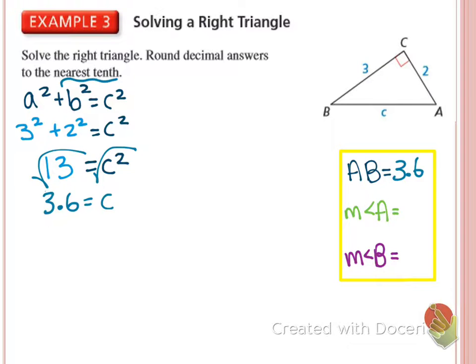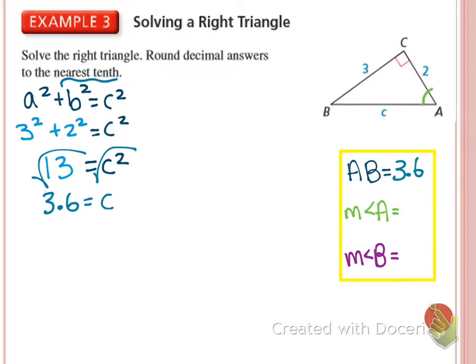To find our angles, what is the only way to find angles if you are given side lengths? Trig ratio. So we have to decide which trig ratios to use. I'm going to start with A because that's the one I listed. So from angle A, you want to use the two sides you were given. You don't want to use the one you found because it was rounded. It could be wrong, all that stuff.